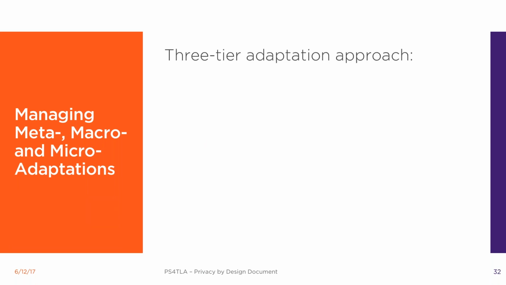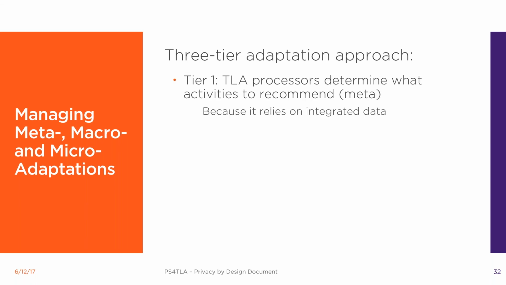Given the different approaches to adaptation that I discussed earlier, it's also interesting to find out which of the components should be responsible for which type of adaptation. For instance, we believe that the TLA processor should be responsible for meta-adaptations. The reason is that meta-adaptations require knowledge of the user's integrated learner profile to decide what they should learn next. So it's best if that's done by a more centralized entity like the TLA processors.